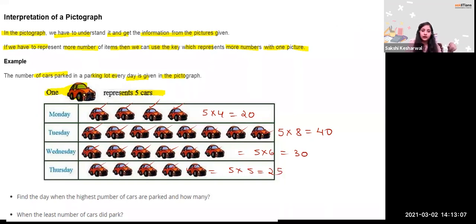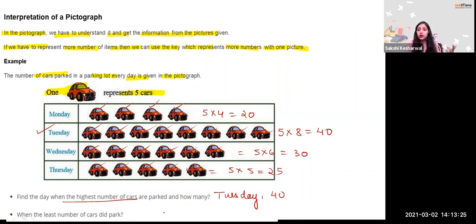Now find the day when the highest number of cars were parked, and how many. So the highest number is parked. You can see the first question by looking at the picture. There were 8, so yes, it's Tuesday, right? And how many? It's 40, right? We just did the calculation.